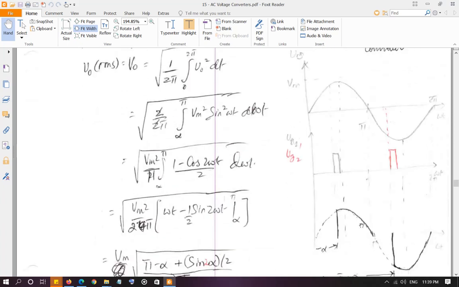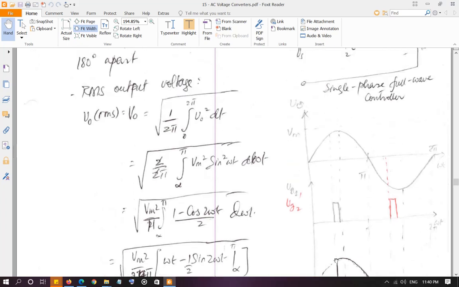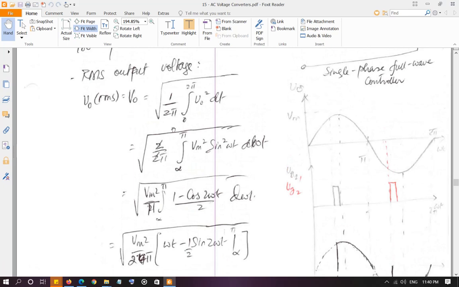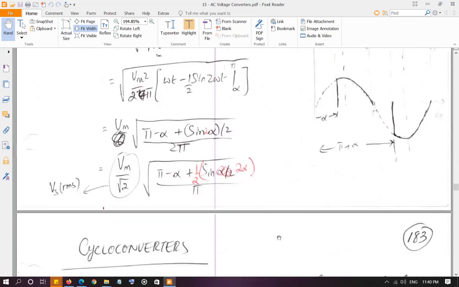right here, and then firing the negative cycle at the same angle but after 180 degrees or pi. So pi plus alpha right here. So this is the output. Okay. Average value, as you can see, is 0 because you have the same area in the positive cycle and negative cycle, which will cancel out. So average value is 0, and the RMS value is derived here. So do the derivation of the RMS value again. Make sure, do not just read it, do the derivation.